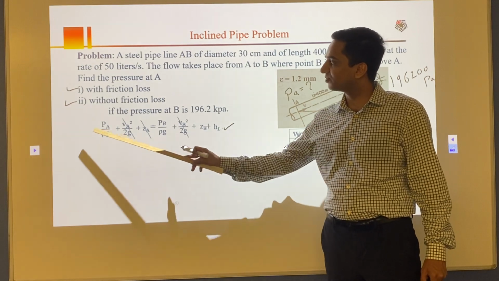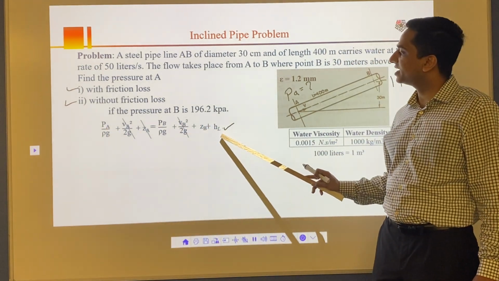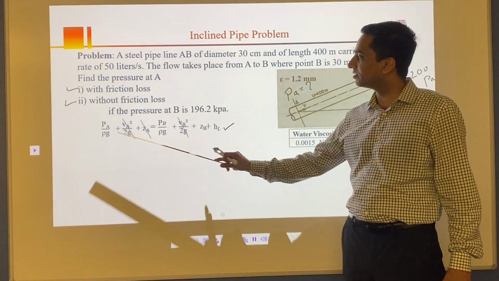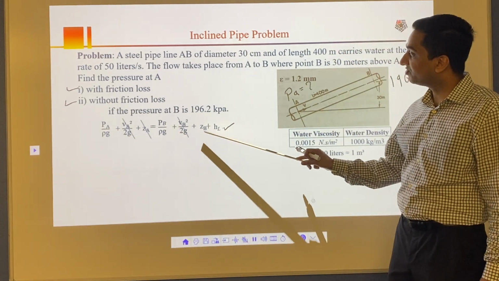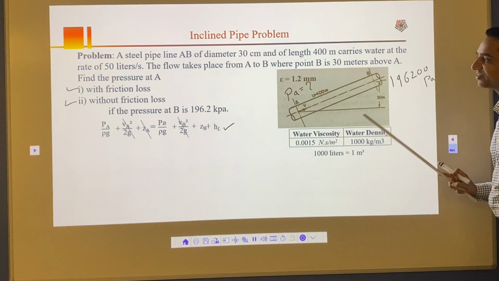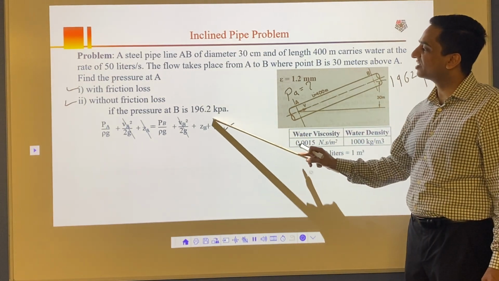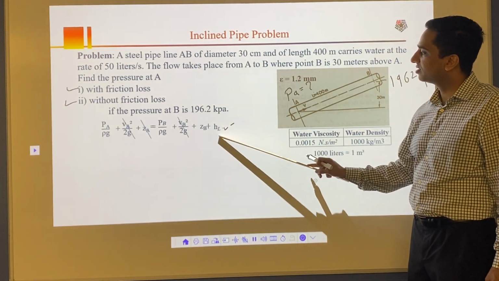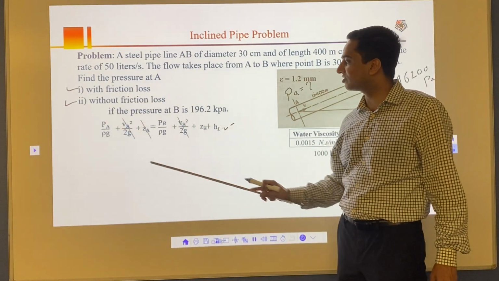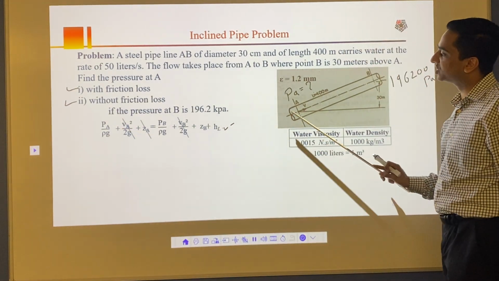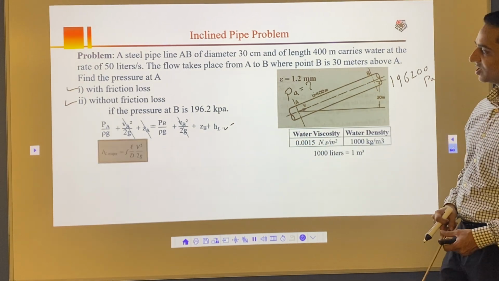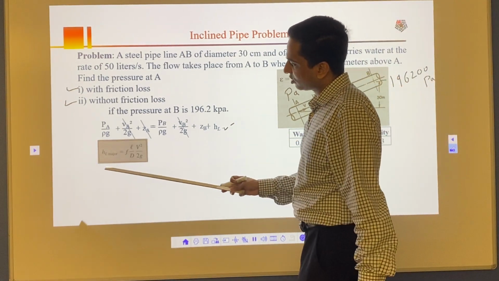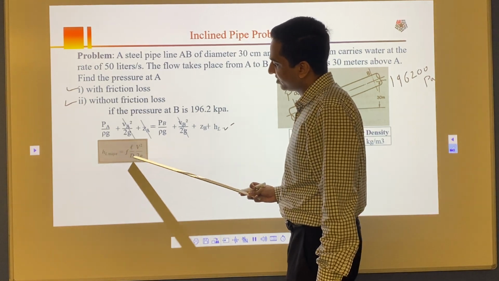Now I have these terms: PA, PB, ZB and HL. In this problem we have to calculate PA. PB is given, and ZB we know: the height is 30 meters. We need to know the head loss. Once we have head loss, we should be able to calculate PA. That's head loss major, due to friction. So for this problem, we have to calculate this head loss major. For head loss major, we have the equation f L by D, V square by 2g.